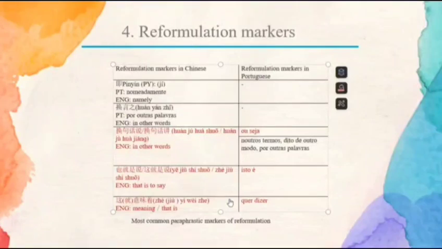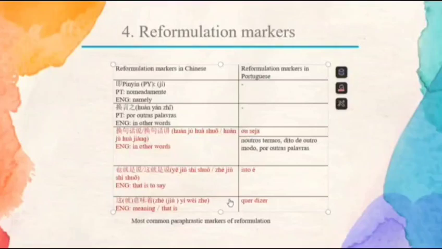The most common markers for signaling this type of reformulation include expressions that are summarized in the table. In the context of the Chinese language, we encounter expressions such as g, which seamlessly translates to nomeadamente in Portuguese and namely in English. Furthermore, phrases like Huanqi, or por outras palavras, in Portuguese and, in other words, in English, serve as linguistic bridges, allowing us to navigate the vast landscape of expression.